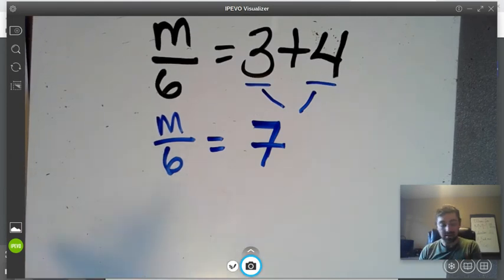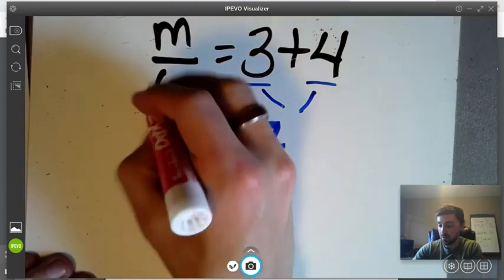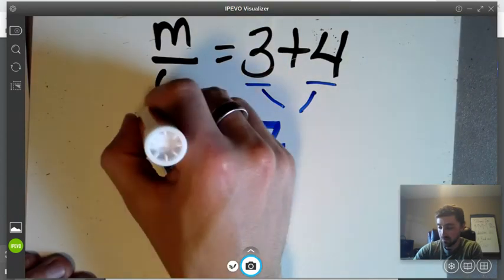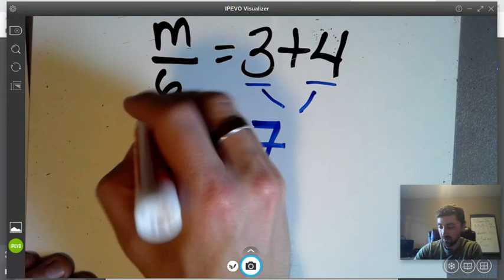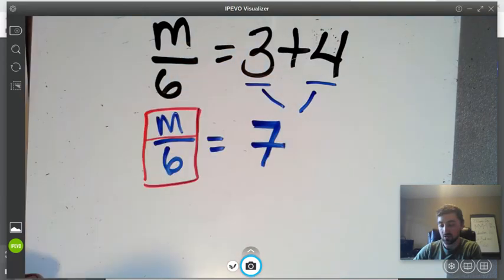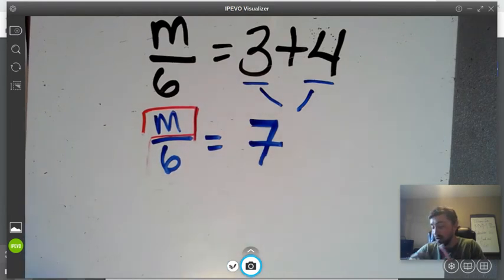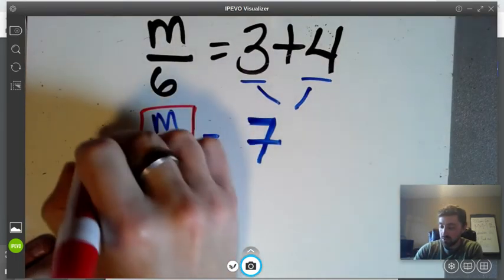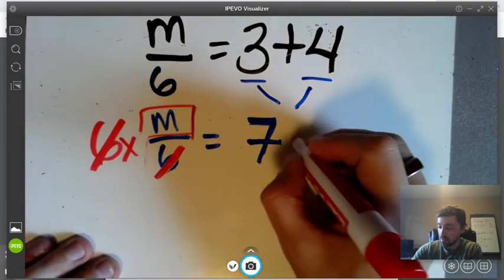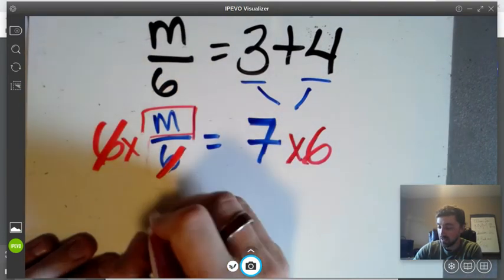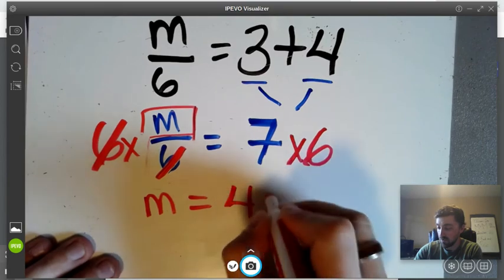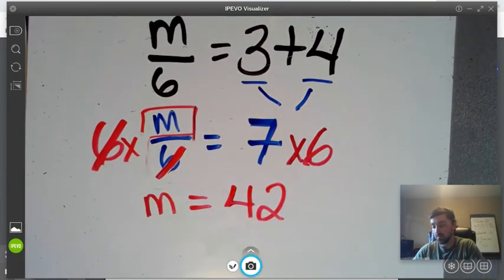Now we identify where the variable is, and we have found the term with the variable in it, right here. Well, the whole thing is in the term because it's being divided. The m is the term, but what is happening to the term? It is not being added or subtracted to anything, but it is being divided. What's the opposite of division? Multiplication. So we multiply by 6, both sides. That cancels. 7 times 6 gives us 42. Our answer is 42.